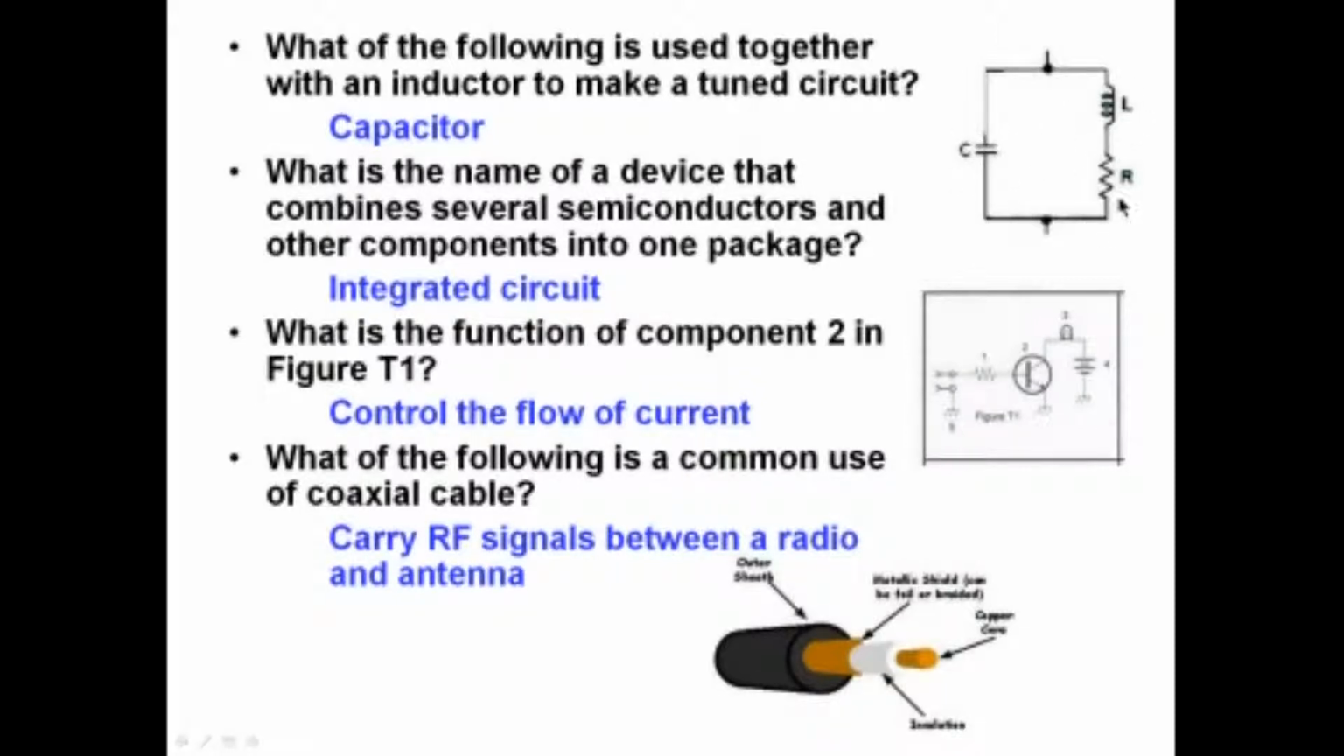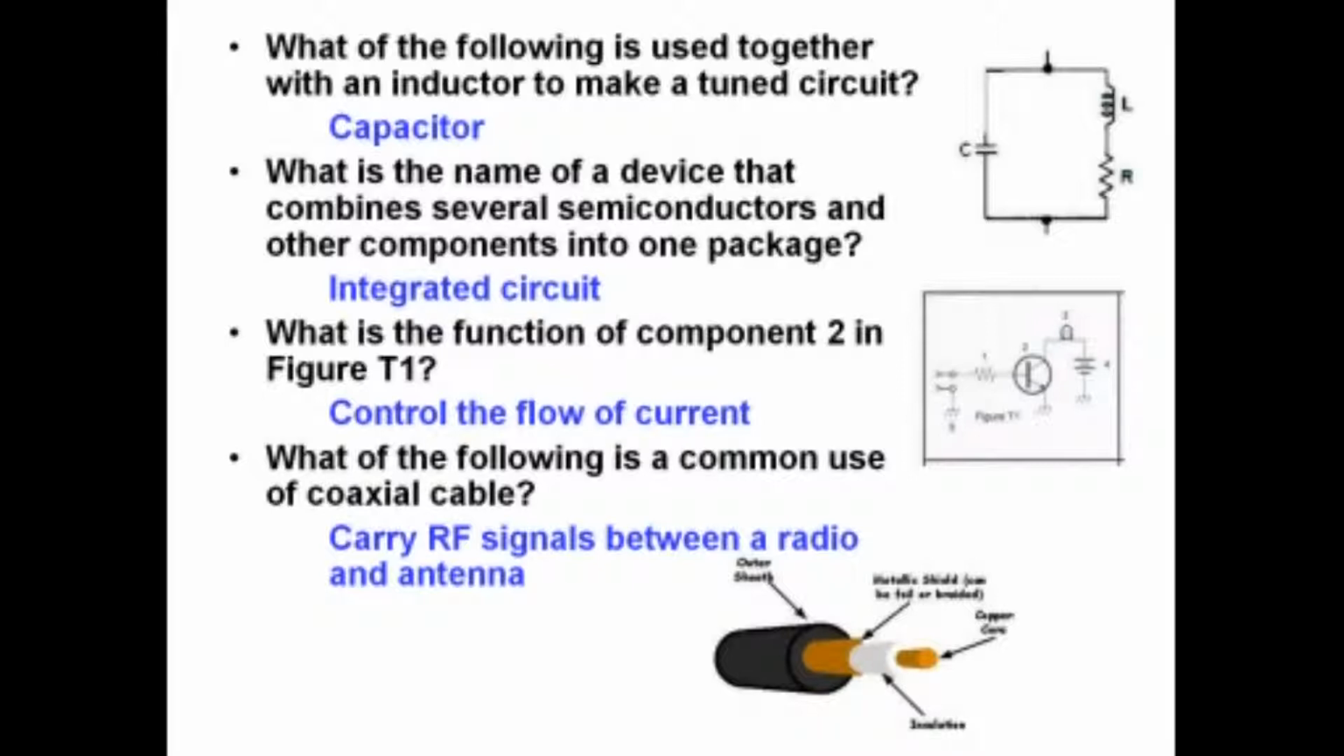Now they're showing you a resistor here also, but the resistor doesn't actually have to be there as a separate component, because what they're representing here is the resistance that's offered by these various wires. So there's always resistance in the circuit, even if you don't actually have a resistor in there. But it's the capacitor and the inductor that make the tuned circuit.